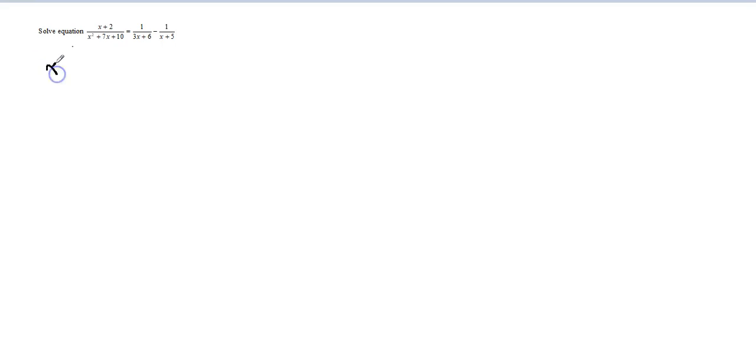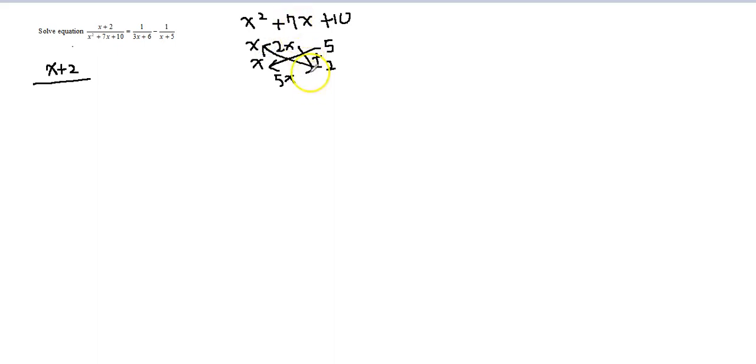So the x plus 2 over x squared plus 7x plus 10 can be factored like so. You got 5x going this way, then you got 2x going this way, and if I add these two, you get 7x. So the factor form is going to be x plus 5 times x plus 2.